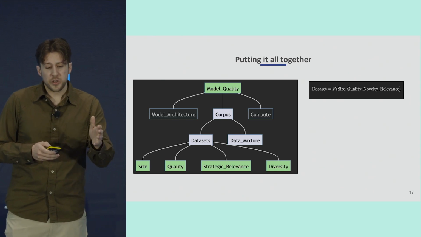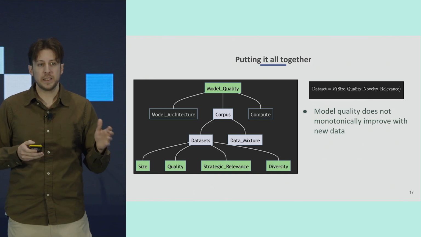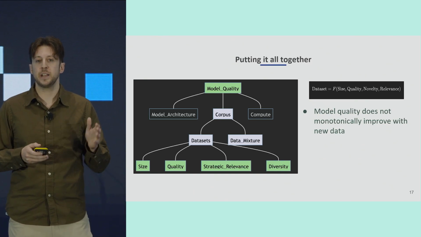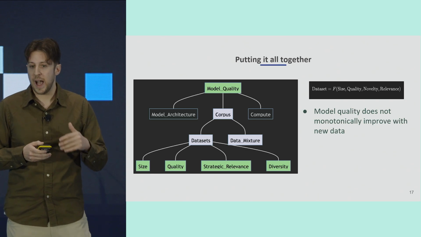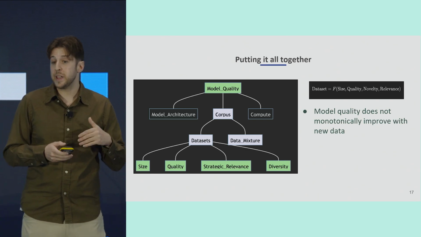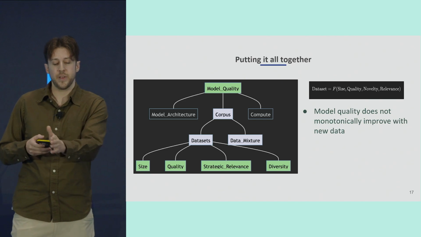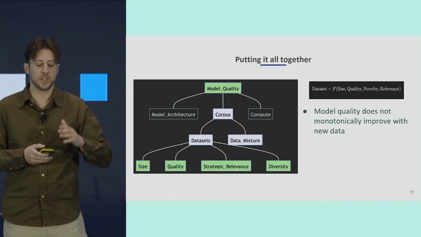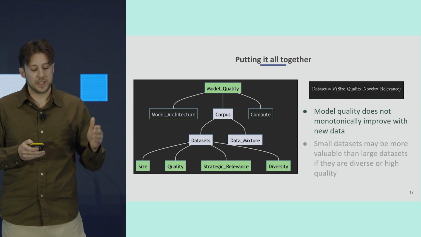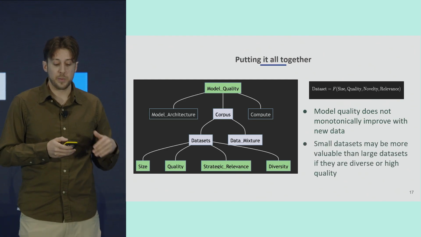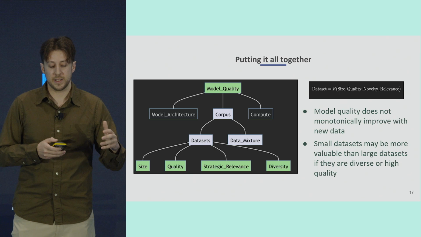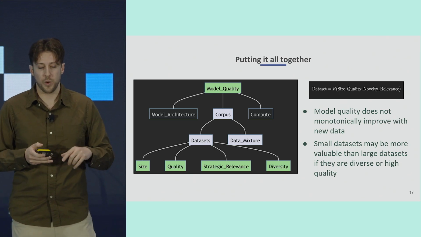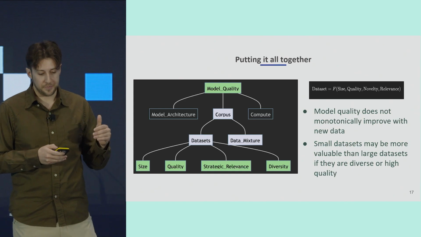And what you should take away from this is that model quality does not necessarily improve with new data. New data may not add much to the model, it may add a little bit, or it may even detract from the model because these other variables matter beyond just the size. And put in a different way, small data sets may be more valuable than large data sets if they're particularly novel or diverse or particularly high quality.